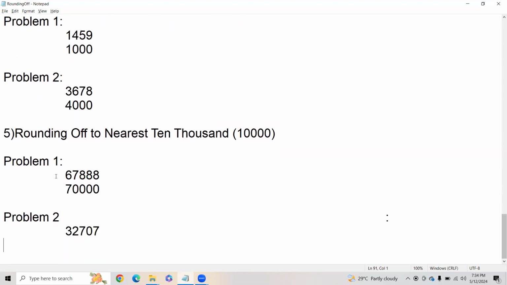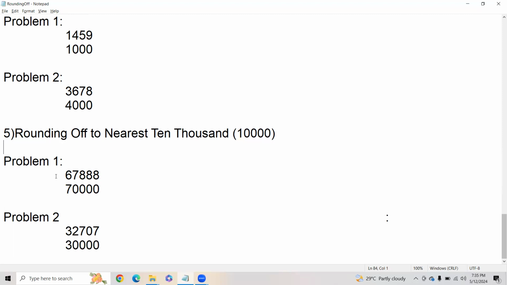Let's look at one more problem. 32,707. How many zeros are there in 10,000? Because we are rounding off to 10,000, we'll look for that many zeros. So 1, 2, 3, 4. So straightforward, we put 4 zeros as 10,000 is having 4 zeros. Again, check the fourth digit from the right. So fourth digit from the right is 2. So now 2 is less than 5. So the remaining part of the number will remain as it is. If instead of 2 here, it was 5, 6, 7 kind of thing, then this 3 would have been converted into 4. But as this 2 is less than 5, this remaining part 3 will remain as it is. So our answer is 30,000.